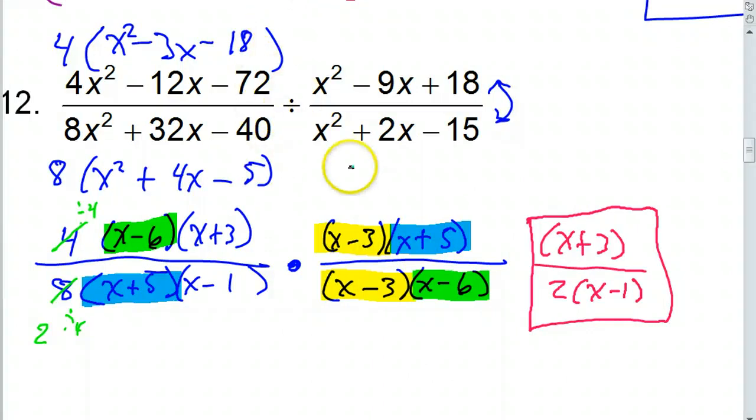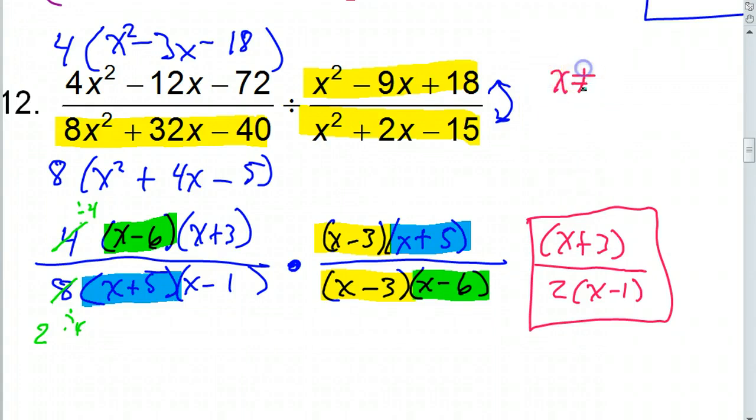the restrictions will come from here, here, and here. So the restrictions would be x cannot equal negative 5 because of this blue one. X cannot equal positive 1 because of that. All right, x cannot equal positive 3 because of that. Okay, I already did that. And x cannot equal positive 6 because of that. All right, all three positions give you excluded values.